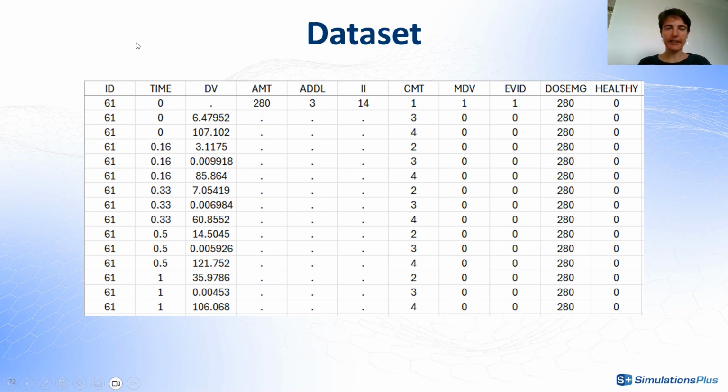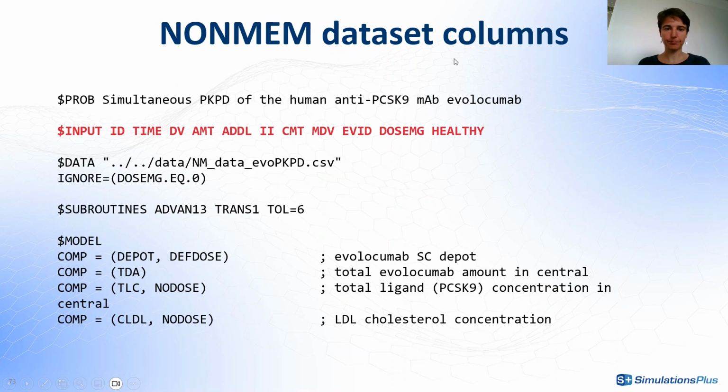So we have things that are a bit new compared to the previous example. In particular, we have ADDL and II columns that are going to be handled exactly in the same way in Monolix. We have a CMT column that distinguishes the different types of observations of the DV column. MDV and EVID, and then we have a dose group and healthy, binary 1 or 0.